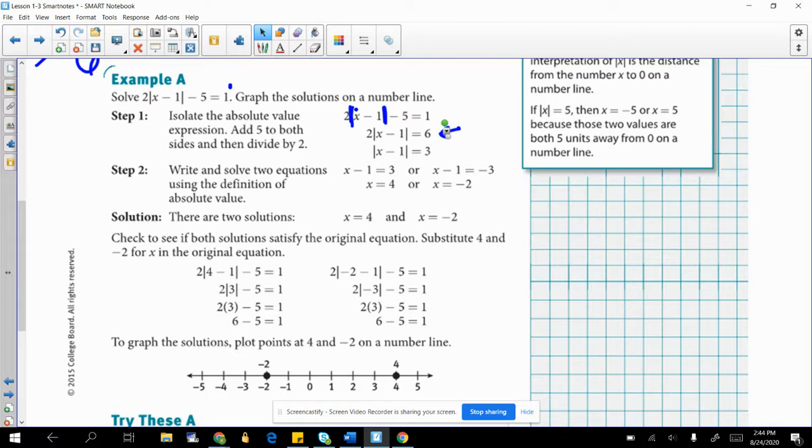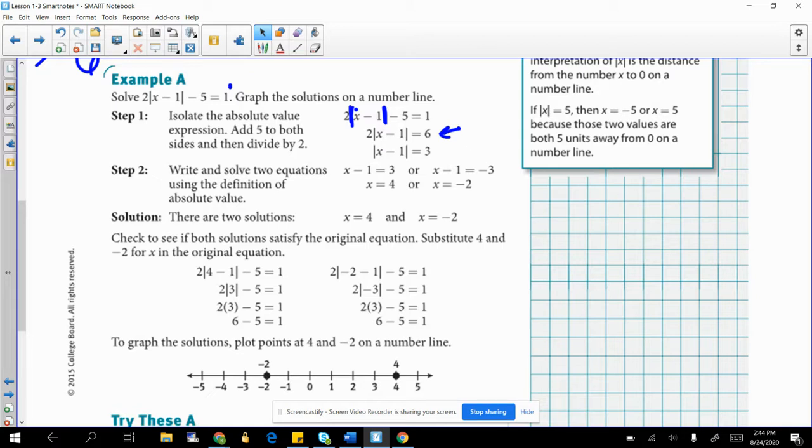Okay. Then we still need to get rid of that 2 out front, which this is just like solving any equation. Because it's 2 times that absolute value, we need to divide by 2 on both sides. So that's how they get here at this absolute value of x minus 1 equals 3.